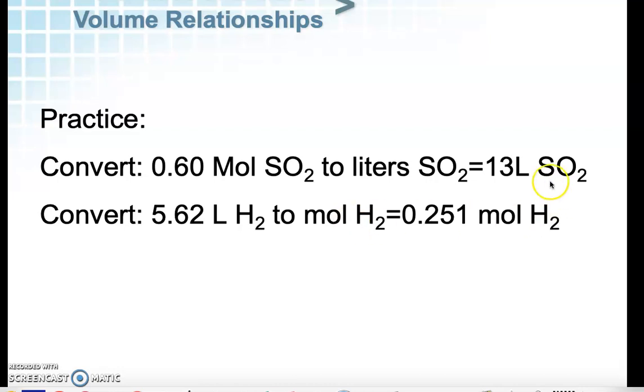For your answers, for the first one you should end up with 13 liters of SO2, and for the second one, 0.251 mole H2.